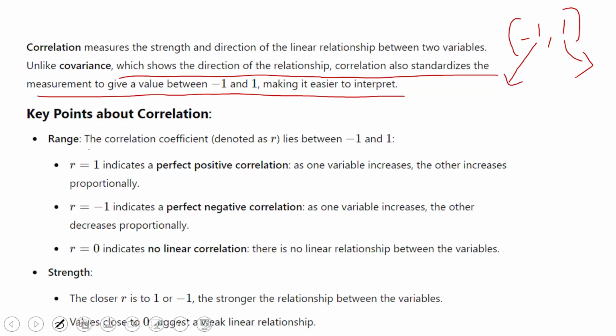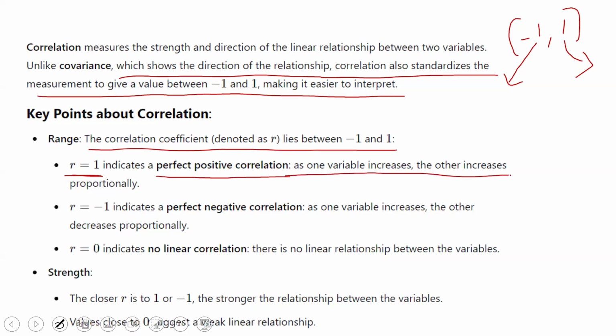The correlation coefficient lies between -1 and +1. A correlation coefficient of 1 indicates perfect positive correlation. It means as one variable increases, the other increases proportionally. R equal to -1 indicates perfect negative correlation. As one increases, the other decreases proportionally. It's similar, but it says the strength as well.